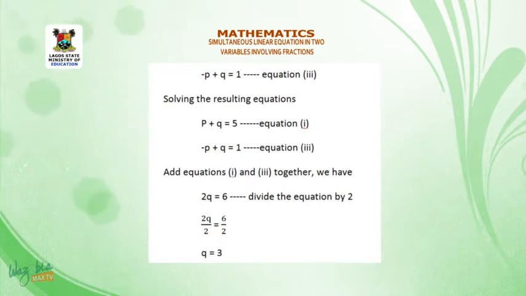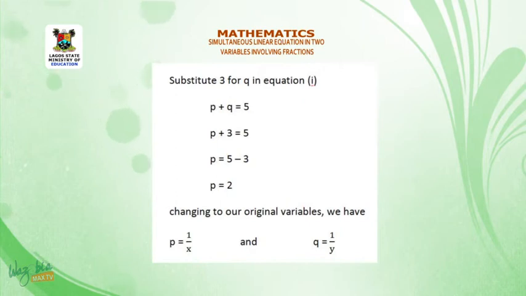Solving the resulting equations. P plus Q is equal to 5, equation 1. Minus P plus Q is equal to 1, equation 3. Add equations 1 and 3 together. We have 2Q is equal to 6. Divide the equation by 2. 2Q over 2 is equal to 6 over 2. Q is equal to 3.